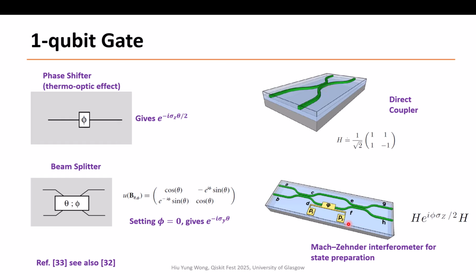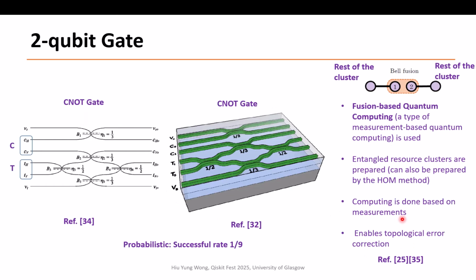And you can also use a Mach-Zehnder type of interferometer to prepare the state. I just want to point out, this may be one qubit, this is another qubit, they interact here, and then here you can have this heater to change the refractive coefficient, so you achieve some phase shift, like here, and then you let them interact again, and then you will have a different qubit from there.